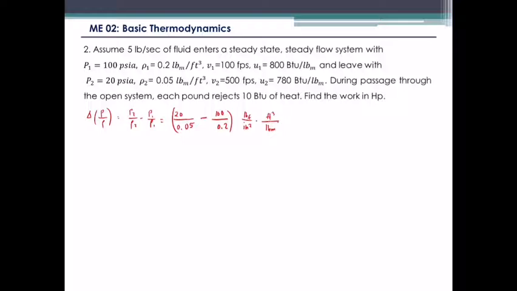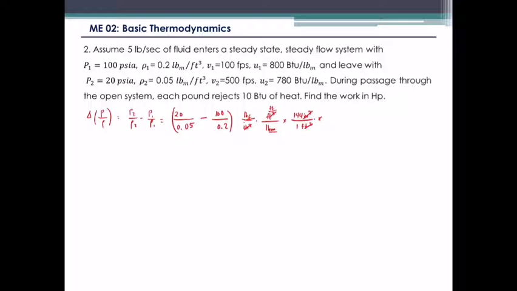Then we multiply by 144 square inch in 1 square feet, so square inch cancels, and square feet cancels. Also, our unit now fits foot pound force per pound mass. So this foot pound force, we can now convert that.